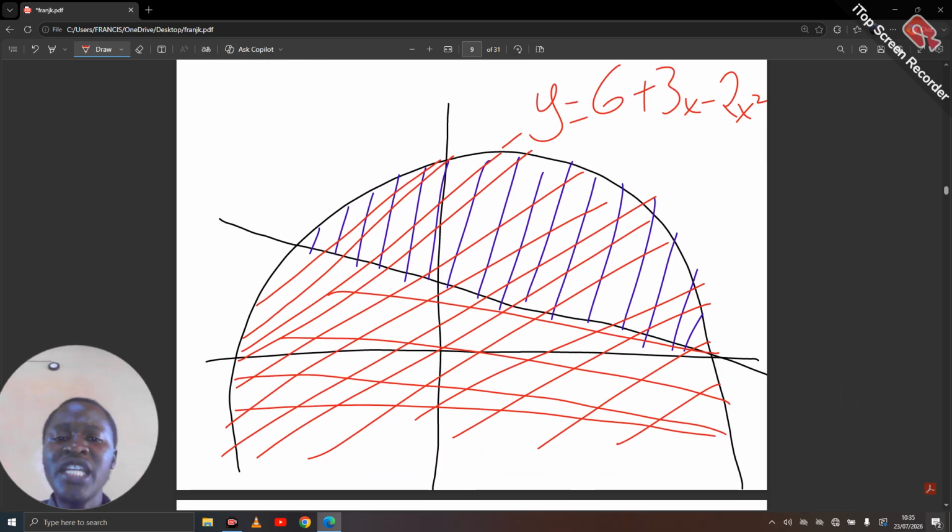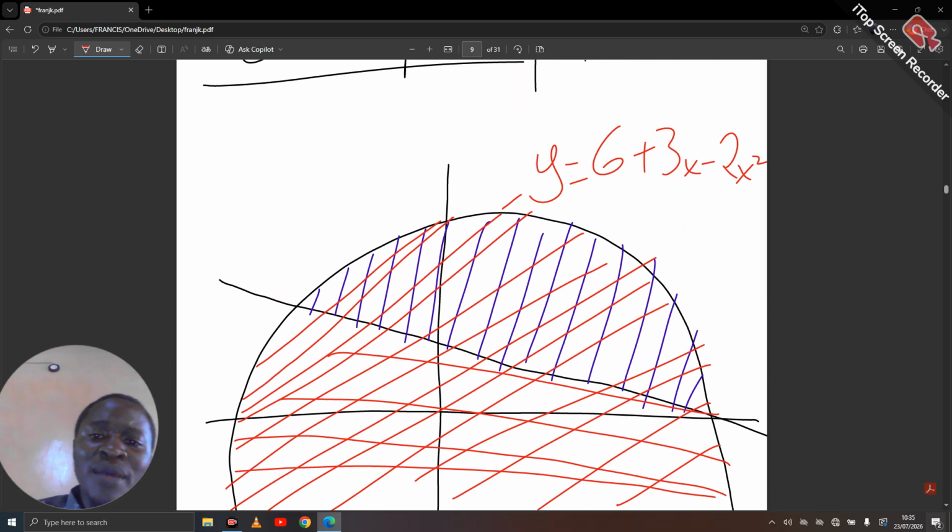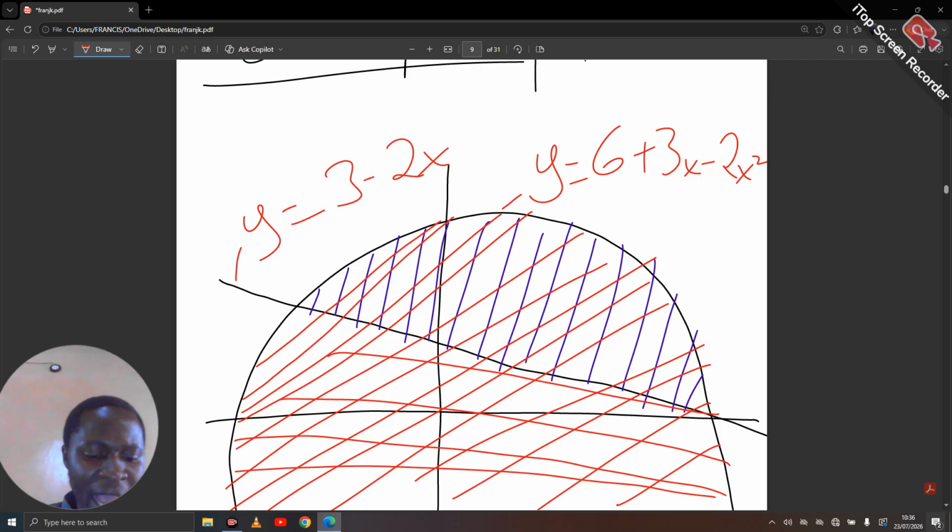Now, suppose we integrate this curve. The area we will get will be for the whole curve. That is the part shaded in red color. Okay. But normally an examiner will give you the function of that curve and also provide you with the function of the line. For example, the function of this line is maybe something like 3 - 2x.